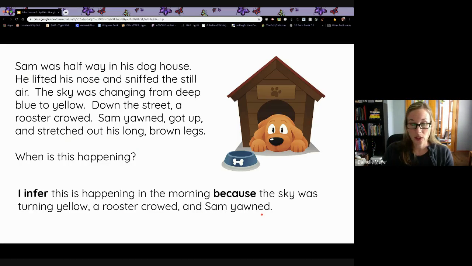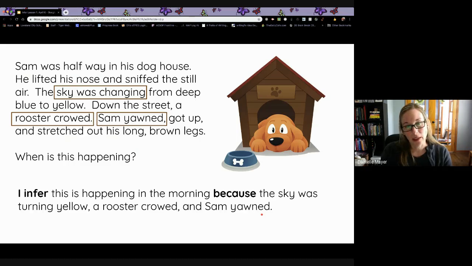So most of us know that when a rooster crows, it's the morning. And we might yawn when we get out of bed, and the sky definitely changes colors. So these are all really good pieces of evidence that show us that maybe this is the morning.